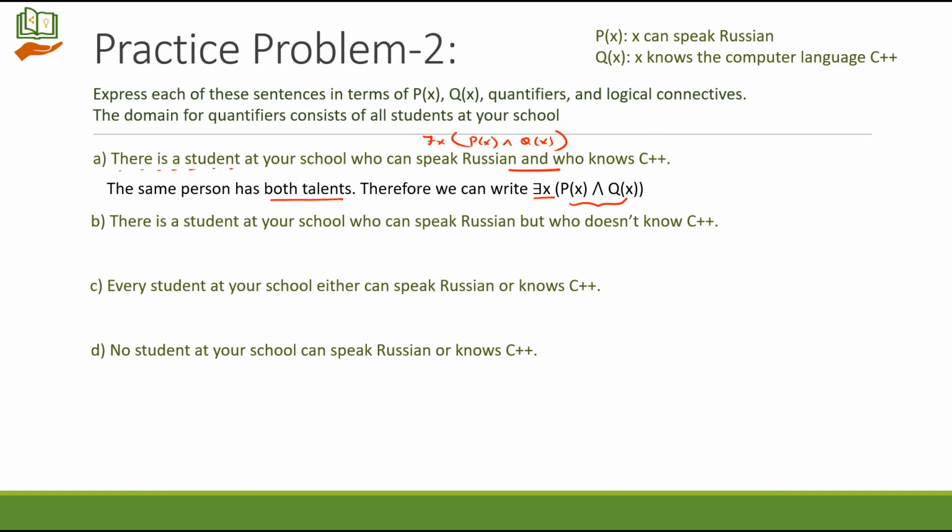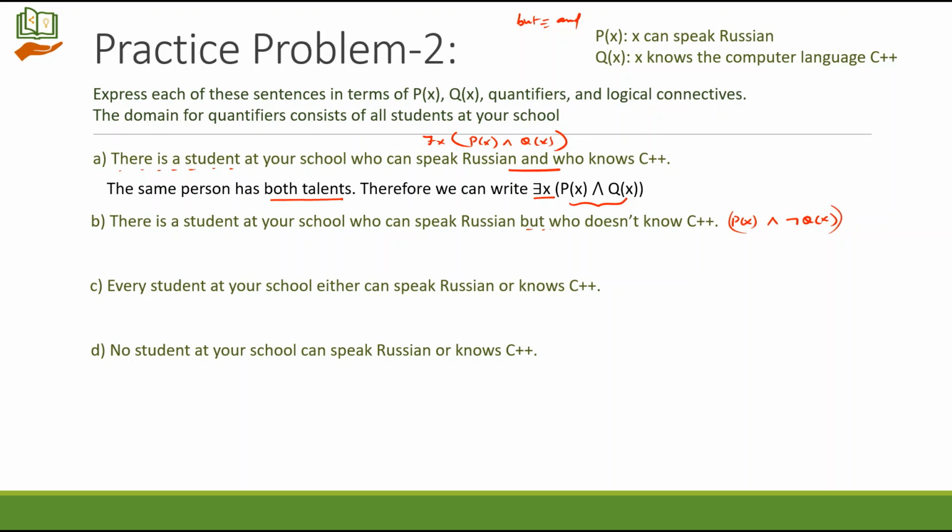What about B? There is a student at your school who can speak Russian but who does not know C++. But can be also taken as and. When you say speak Russian, it is p of x. When we say does not know C++, it is negation of q of x. But states it is conjunction operation.